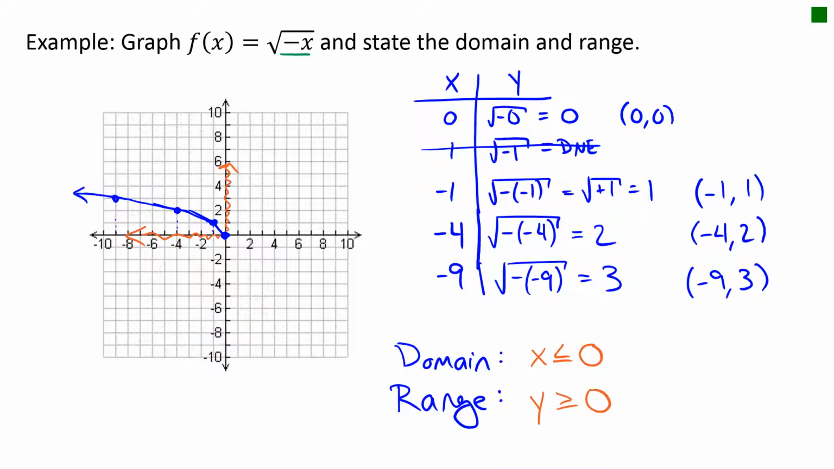We can see that the x values are going down from 0 to negative 1 to negative 4. They're getting smaller and smaller and more negative. And the y values are going up from 0 to 1 to 2 to 3. They're climbing upwards.